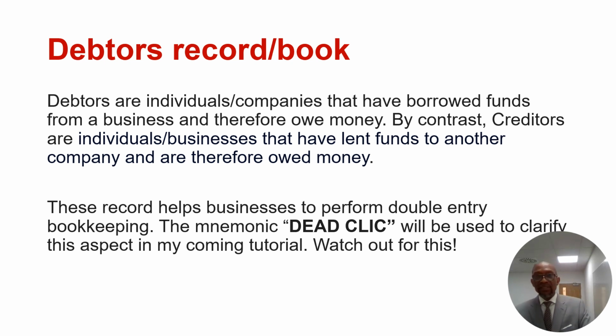Debtors record or debtors book. Debtors are the individual companies that have borrowed funds from a company and therefore owe the money. This is the opposite of creditors, which are individuals or businesses that have lent funds to another company and are therefore owed the money. This record helps businesses to perform double entry bookkeeping.